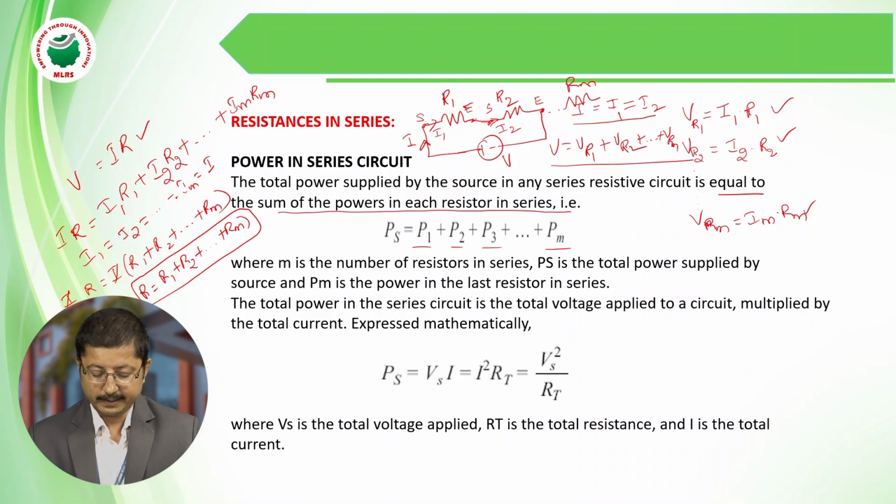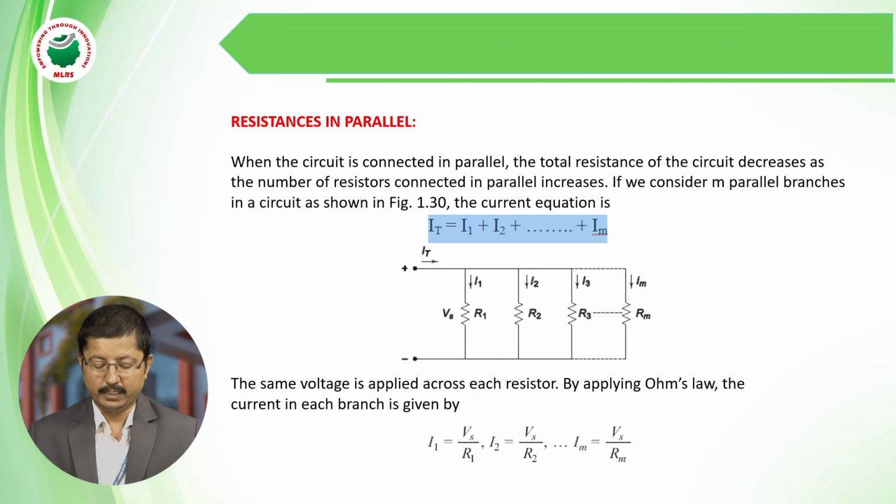Okay, so what is the power expression? The power P is equal to Vs into I, that is equal to the total current flowing into the circuit times the total resistance. We can write this in terms of voltage, that is Vs square divided by Rt. So this is the total power supplied by the source. Now coming to the resistors.